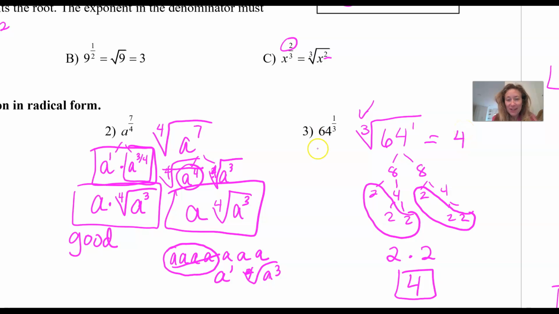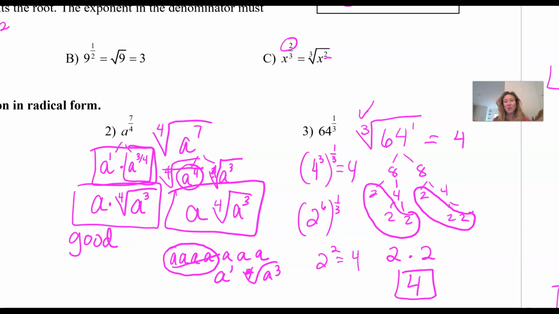Another way I could have written this is that 4 to the 3rd power is equal to 64, and when I multiply those exponents, I do get just 4. One more way: 2 to the 6th power is equal to 64. When I multiply those, I get 2 to the 2nd power, which, as you know, is equal to 4.